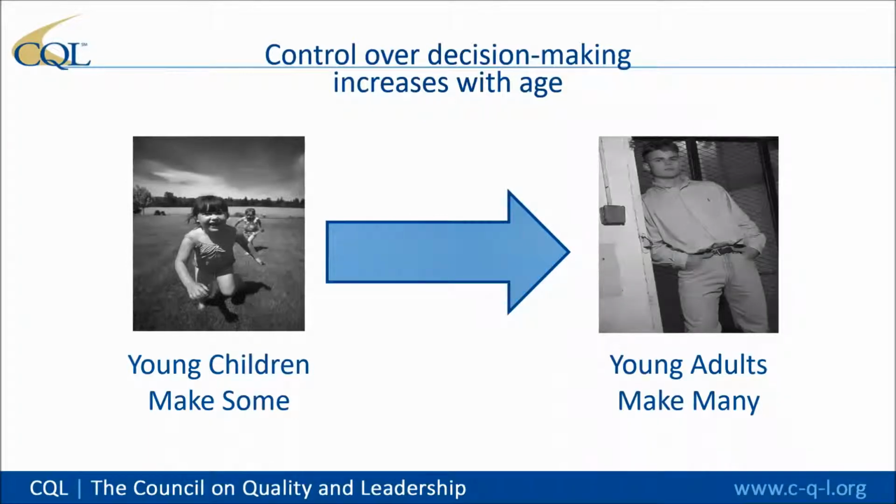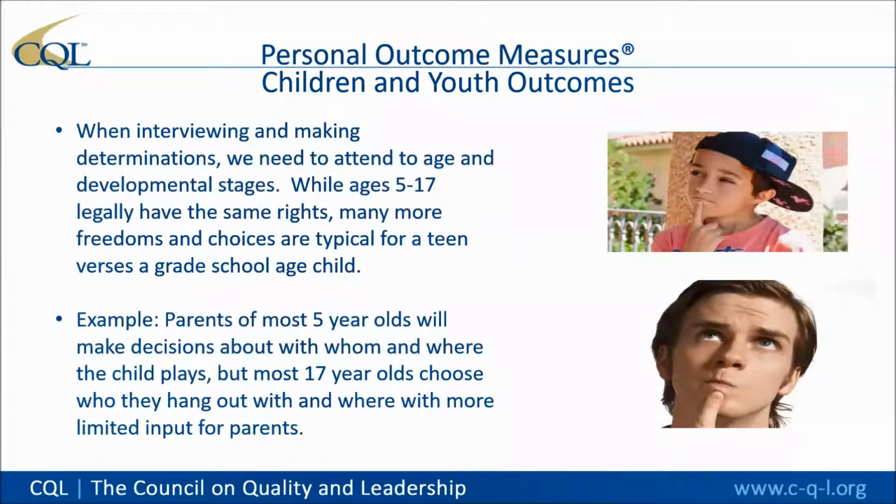Any or all of these can impact any child or young person's opportunity to experience decision-making in either positive or negative ways. So when interviewing and making determinations, we need to attend to age and developmental stages. While ages 5 to 17 legally have the same rights, many more freedoms and choices are typical for a teen versus a grade school-age child. For example, parents of most 5-year-olds will make decisions about with whom and where the child plays, but most 17-year-olds choose who they hang out with and where, with more limited input from parents. The best gauge for choice making really is given by looking at the kinds of decisions most children or young people are making at that approximate age range.